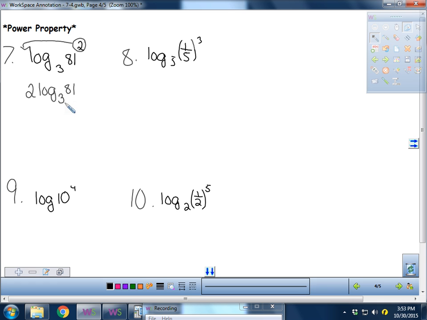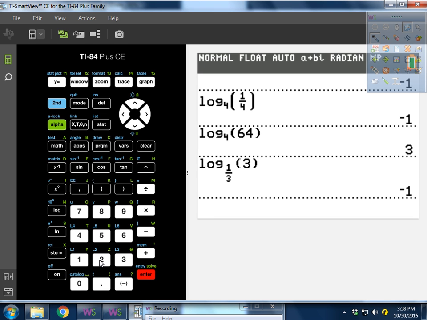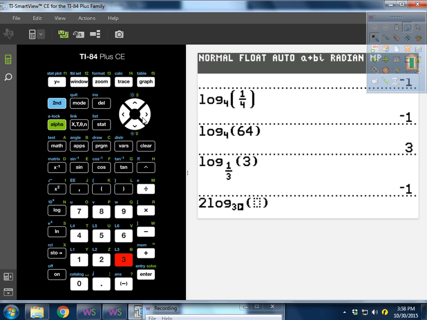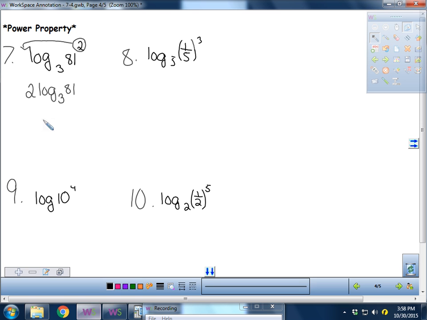Okay, then all I have to do is plug it in exactly like it looks. So I would grab my calculator and I would say 2. And then get my little log, alpha window option 5. All right, I plug in 3, and then I plug in 81. And that tells me it's 8. All right, so my answer is 8.